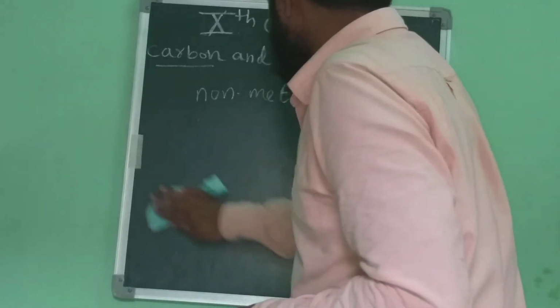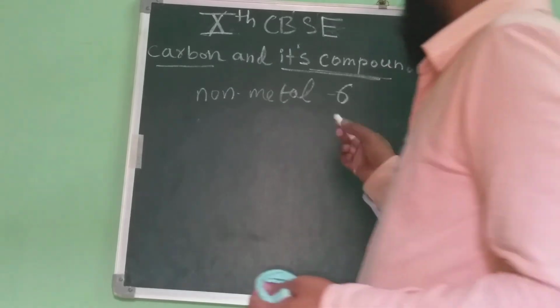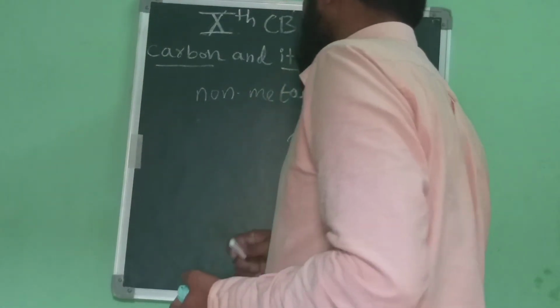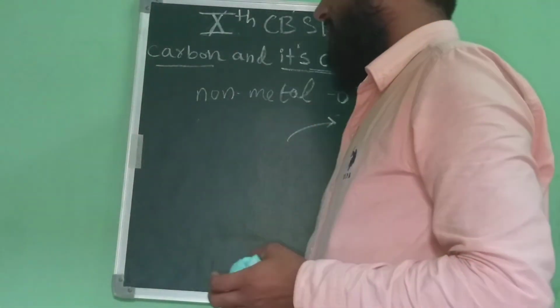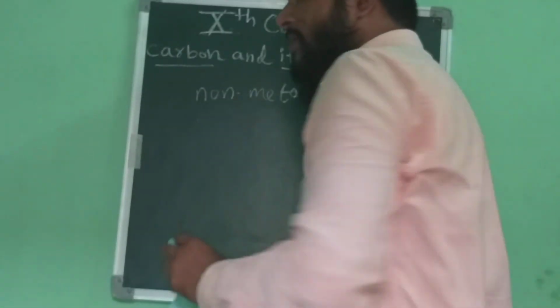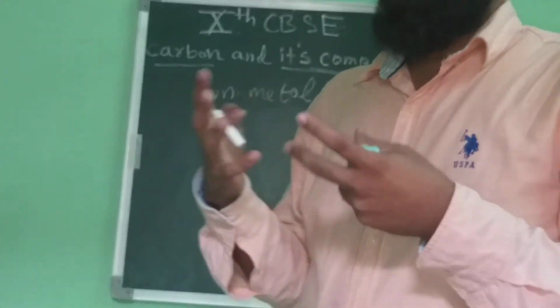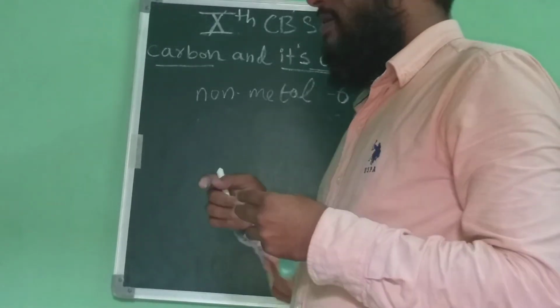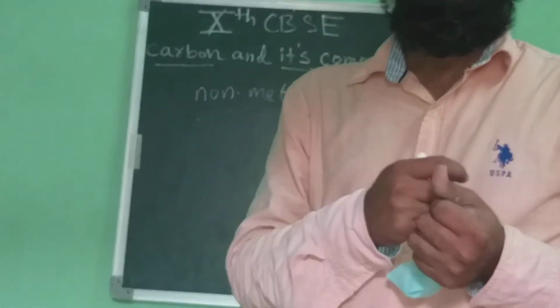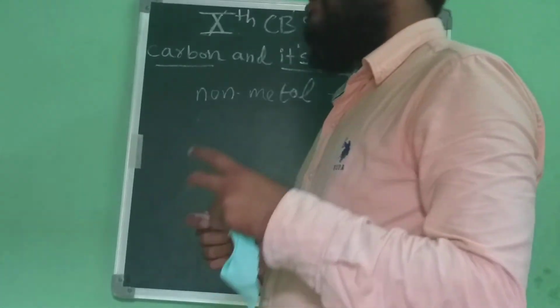Now what happens? Carbon cannot donate its 4 electrons to another atom, and it cannot accept electrons. So what does it do? It mutually shares its electrons with another atom, and it forms a bond by the mutual sharing of its electrons.